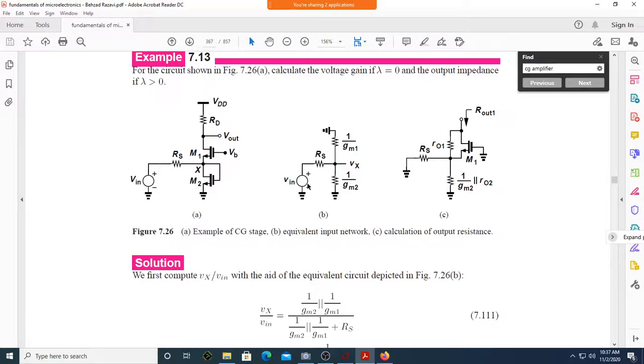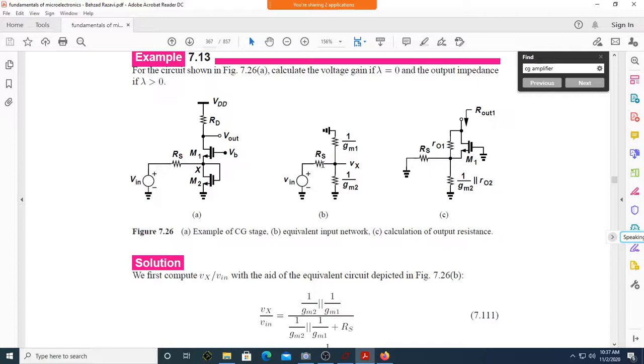Yes, sir. So neglecting that, because R02 will be very high, 1 over GM2 in parallel with R02 will be close to 1 over GM2. Yes, sir. So looking up here, is it the source terminal of M2? Yes, sir. So what is the resistance looking up here? Is it again approximately equal to 1 over GM1? So what is Vx in terms of V in now? Is it a potential divider where you have 1 over GM1 in parallel with 1 over GM2, and this is Rs?